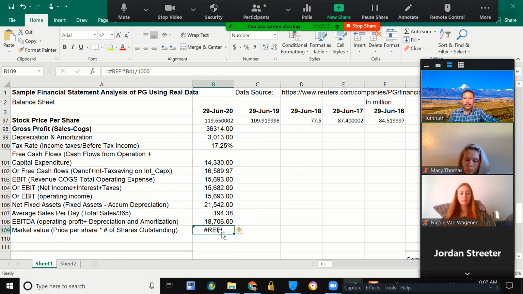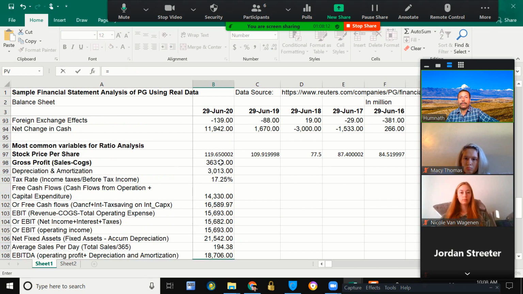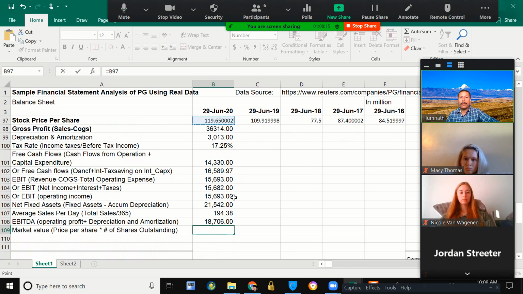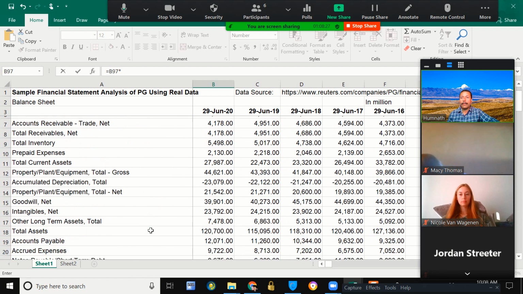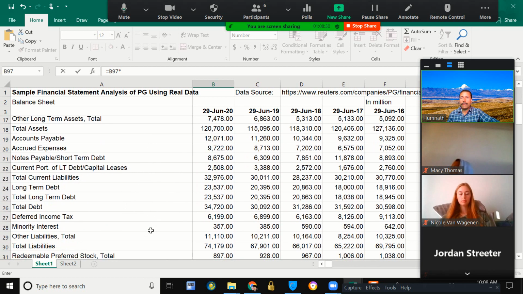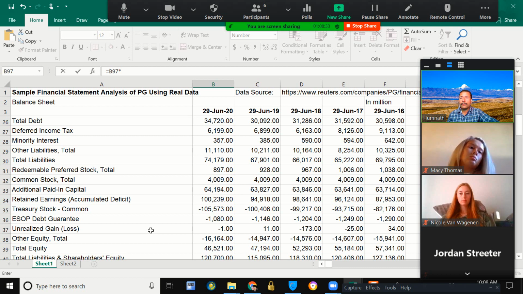So this one is showing an error because earlier I had price and I took it out. So this is market value, which is price per share times number of shares outstanding. Let me fix this one. This equals price per share, which we just got here, multiplied by number of shares outstanding, and usually that information is available in the balance sheet. So let's go to the balance sheet over here on the top, and find the number of shares outstanding.